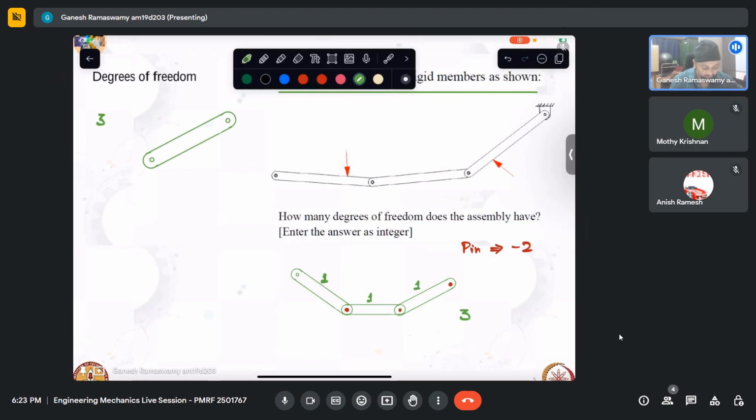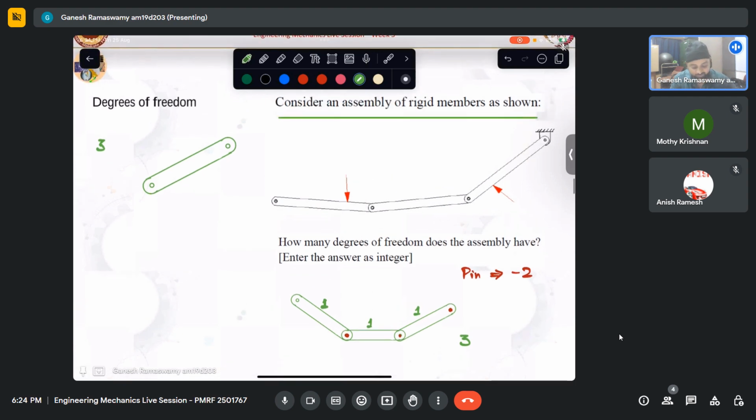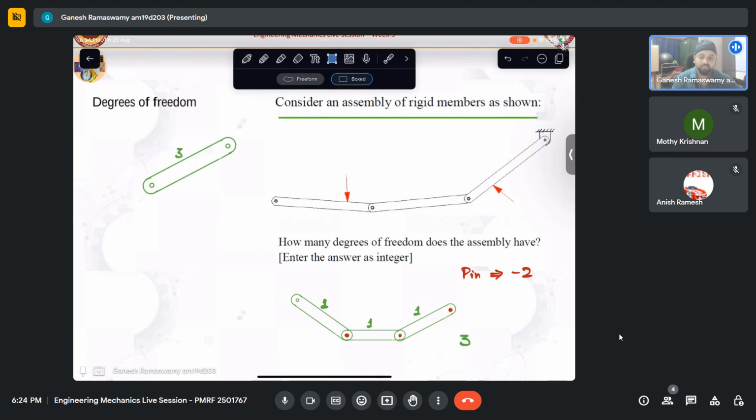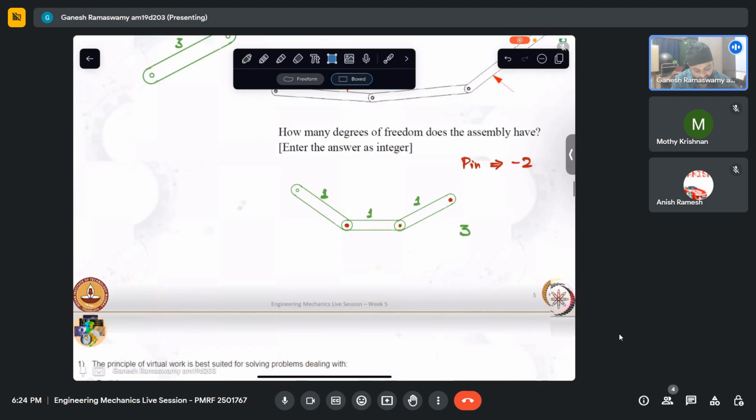So this is how we analyze for degrees of freedom. For now, we will be looking at systems with single degree of freedom. But this is the basis for analysis. In case of systems with more than 1 degree of freedom, we can write virtual work equations as many number of times as there are independent degrees of freedom. So I hope that that is clear. So this has 3 degrees of freedom.